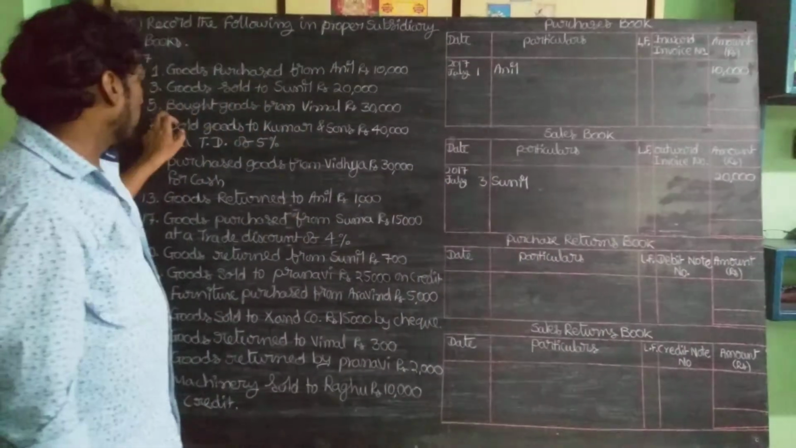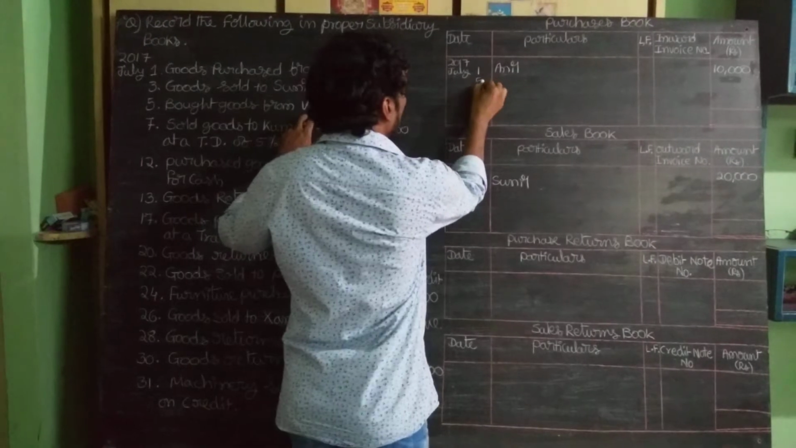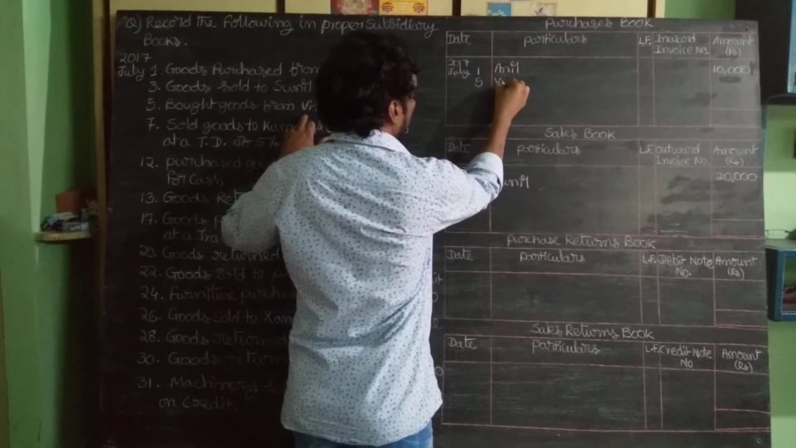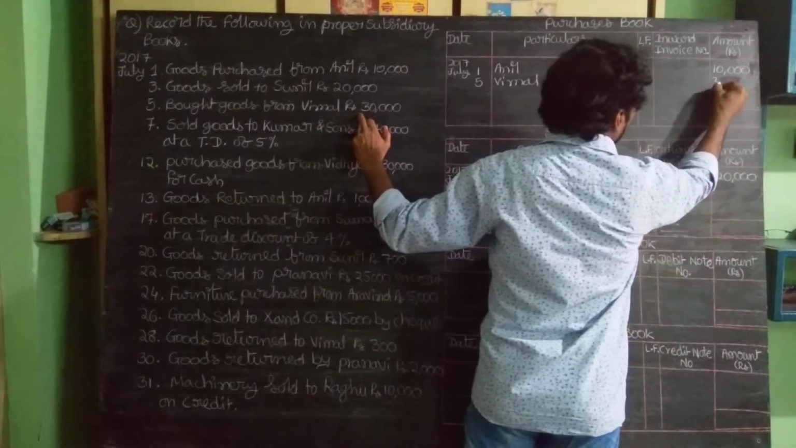Next, fifth date, bought goods, meaning purchased goods from Vimal, purchase book. Fifth date, Vimal, recorded in purchase book, amount 30,000.